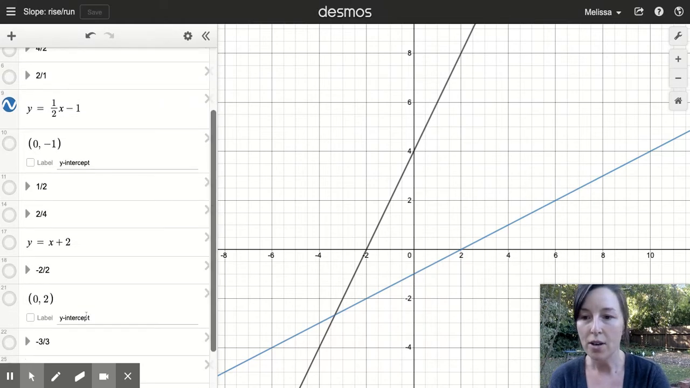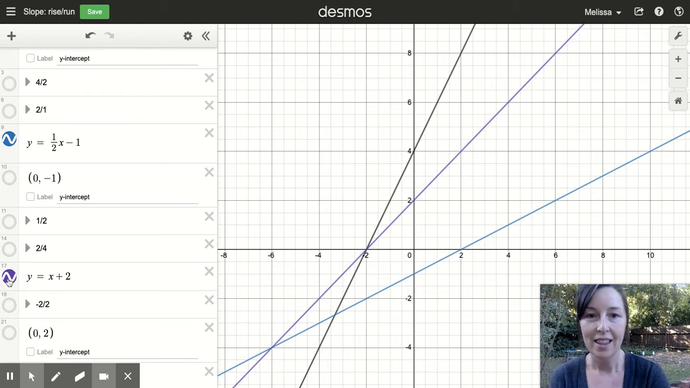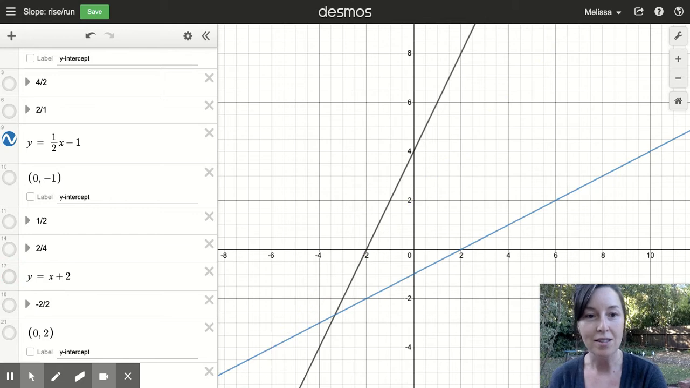But if we were to go further, I have another line here. And that line is somewhere in the middle. Not only is it in the middle of those two lines, but its steepness, it's not quite as steep as the black line, and it is a little steeper than the blue line. So we're going to dig in today into what exactly makes slope slope.